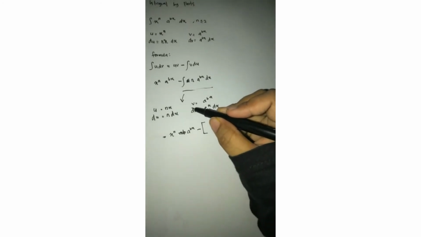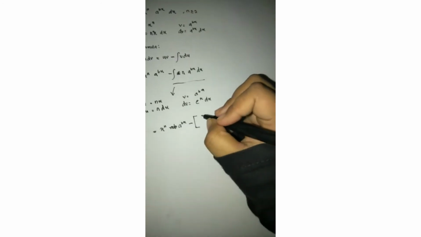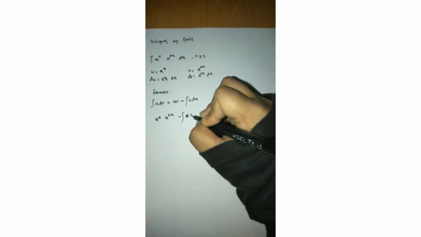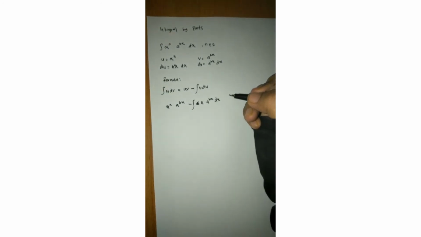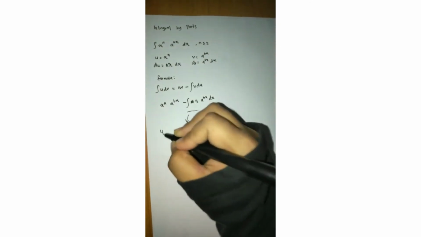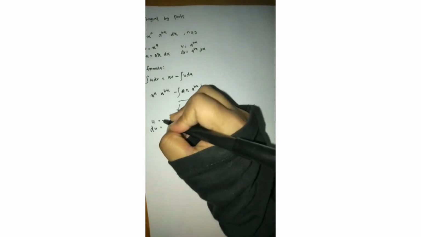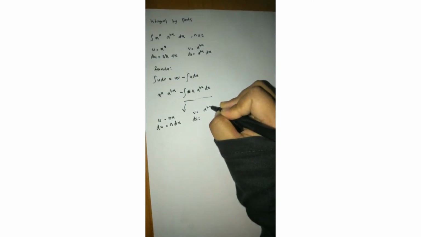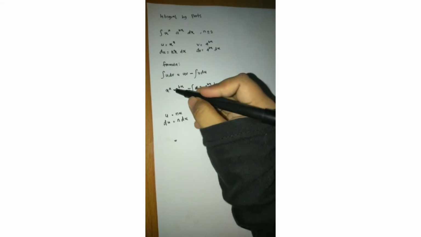We use this formula from this. From the answer we find u, du, v, dv also, and x power of n, a power of bx, e power of x dx. We take the same answer.